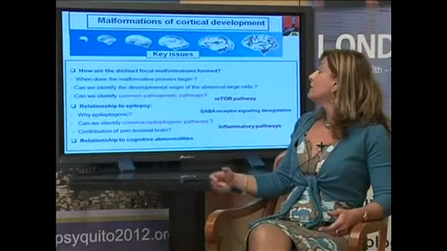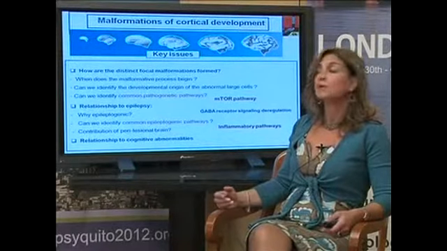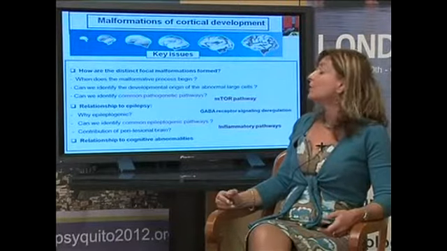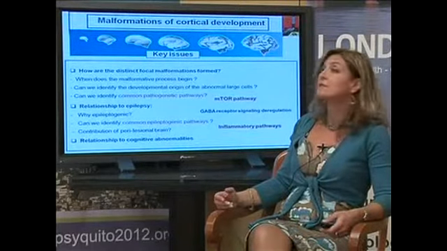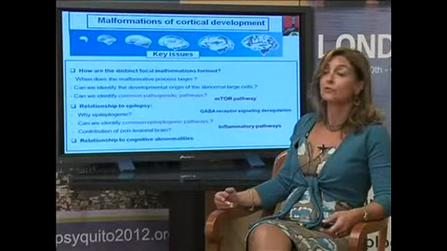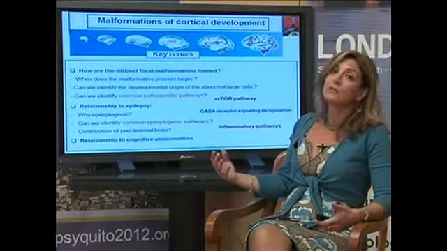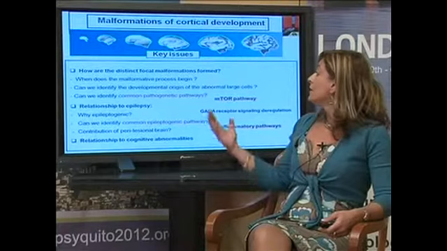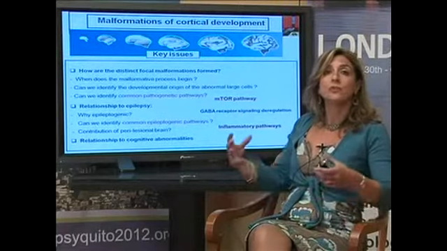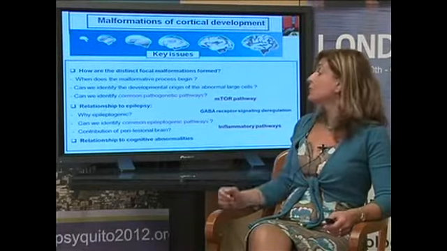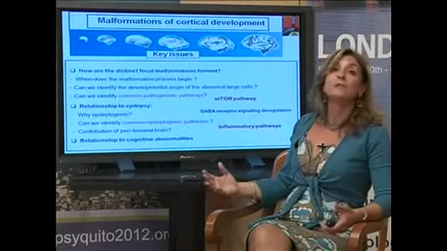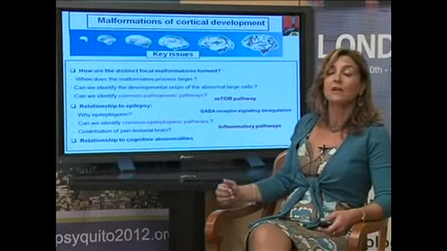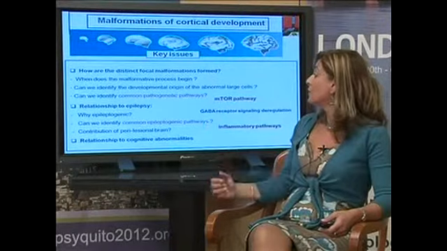And this slide summarizes the key issues concerning malformations of cortical development. So we would like to know how these different focal malformations are formed. So when does the malformative process begin during corticogenesis, can we identify the origin of these large cells that I just showed to you, and can we identify a common pathogenetic target, which could be a target of therapy?